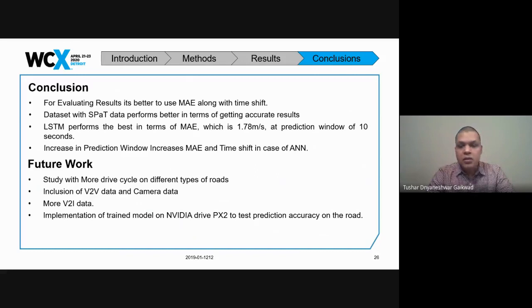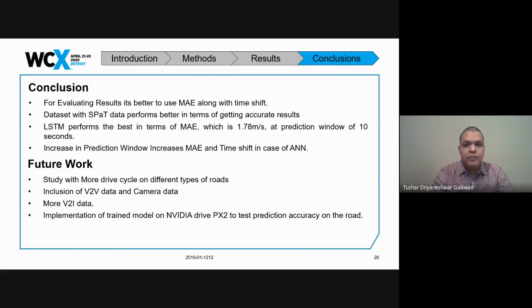In conclusion, for evaluating results, it is better to use MAE along with time shift. Also, datasets with SPAT data perform better in terms of getting accurate results. LSTM performs the best in terms of MAE, which is 1.78 meters per second, at a prediction window of 10 seconds. Increase in prediction window increases MAE and time shift in case of ANN.